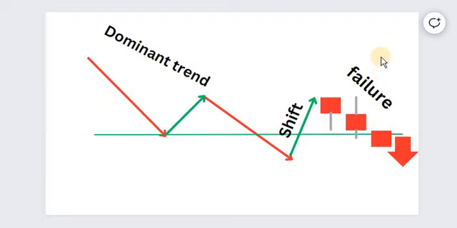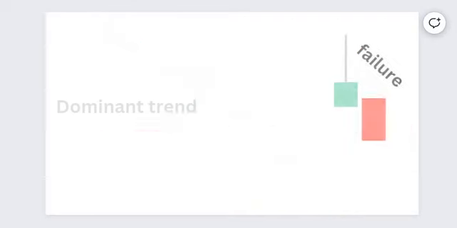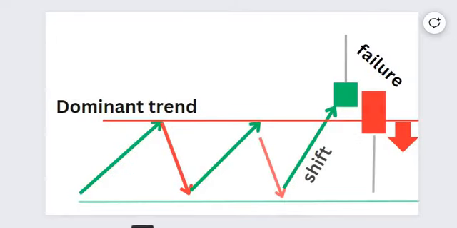So failure, when you see it, shows you direction. But first of all, you need to have a dominant trend, you need to have a shift in the market, and you need to see the failure happening. And so the last one is for the ranging market. For the ranging market, it is the same thing. We see the dominant trend, shift, and failure.